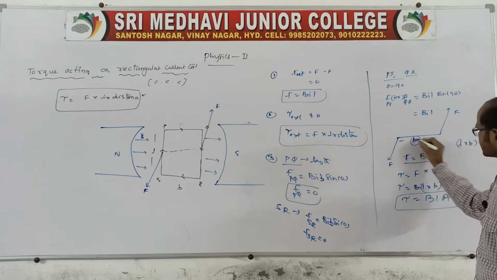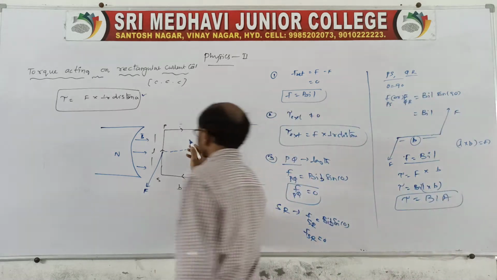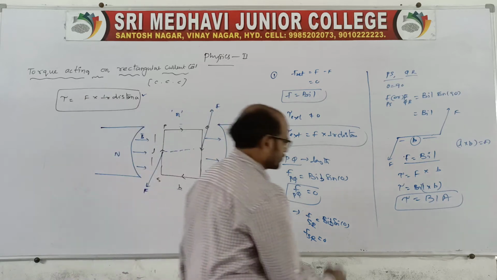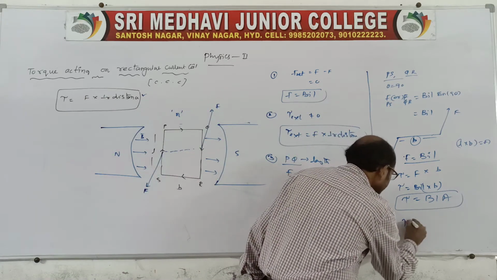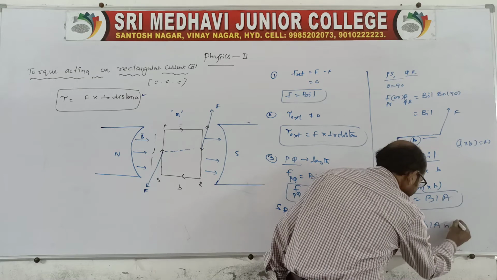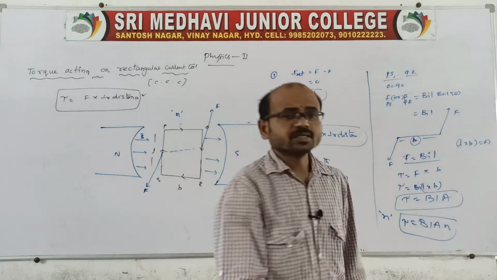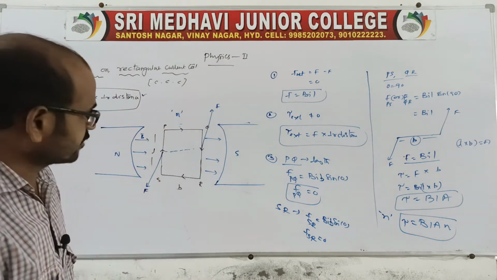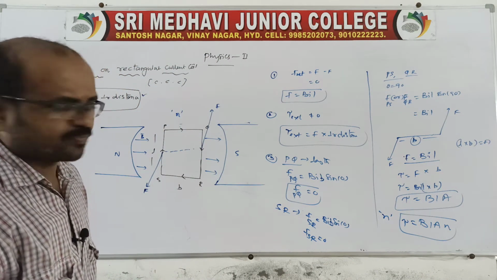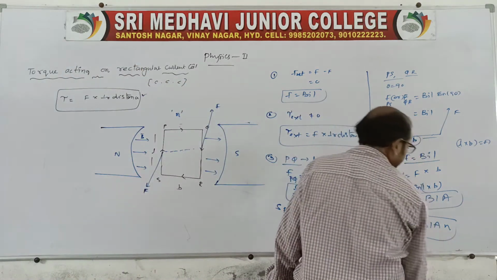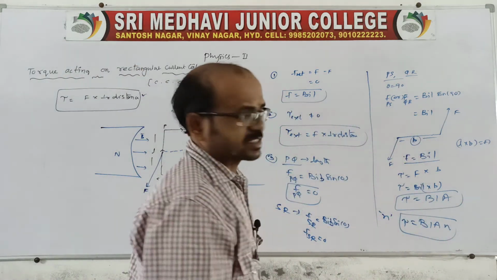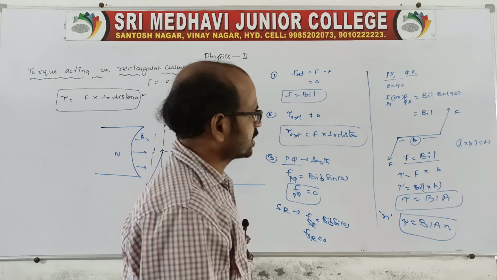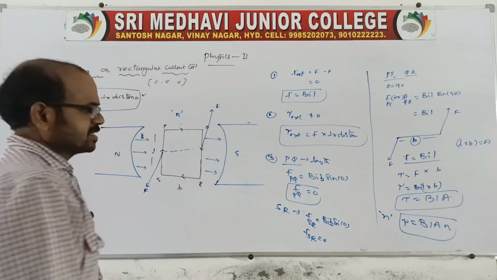And here the coil contains n number of turns. Suppose this circular or rectangular coil contains n number of turns. Then for n turns, torque is equal to BIAN. This is the torque acting. B is the magnetic field, I is the current, A is the area of the coil, and N is the number of turns. I into A is what we call capital M, the dipole moment.